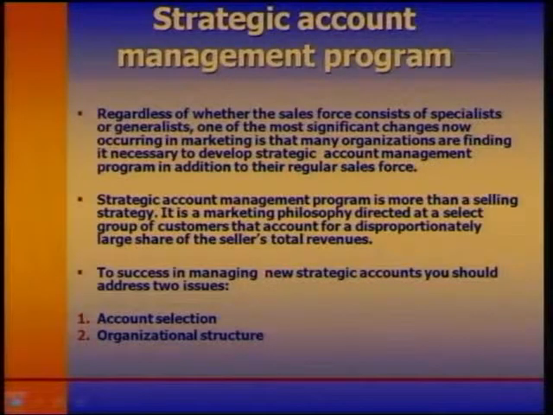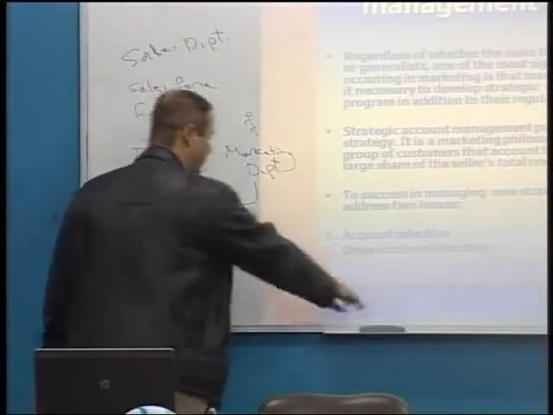Now we finished the four models of organizational structures. We talked about the generalist, we talked about the product specialization, we talked about the customer specialization, and after a while or before a while, we talked about the functional structure. Now we are going to talk about the second part of this chapter. With this second part, we will talk about strategic account management program. Look at here. Now listen.